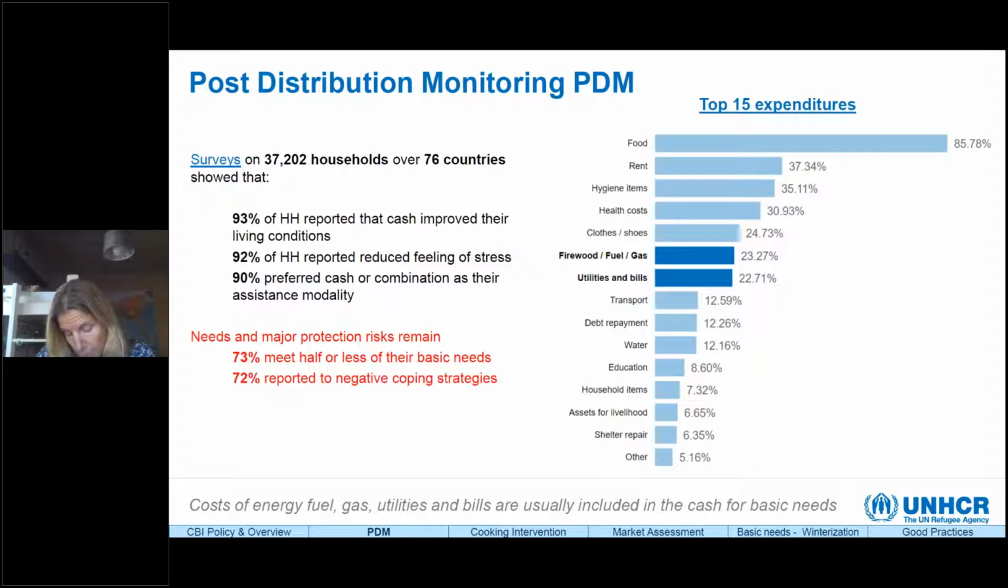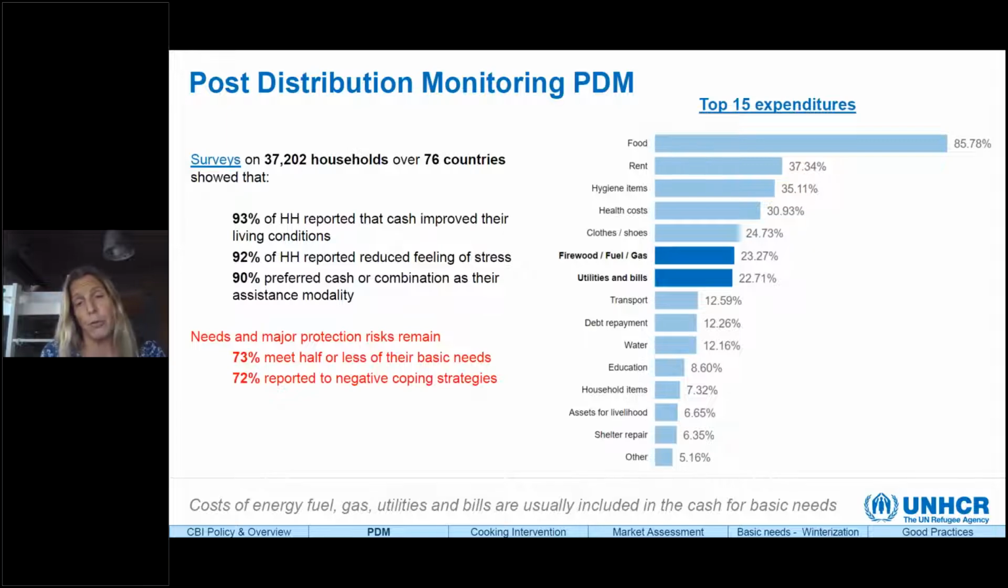We did see, which was also very clear from the previous presentations, that we are not meeting the basic needs. 73% reported that they meet half or less of the basic needs, which suggests a huge gap in just meeting basic needs. And 72% reported that they engage in negative coping strategies. So this could be, for example, begging or moving to a poorer shelter or taking your kids out of school and these kinds of things.